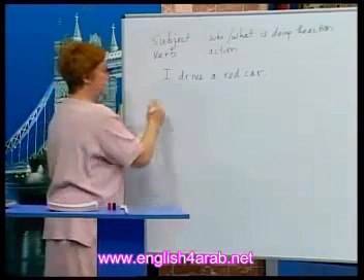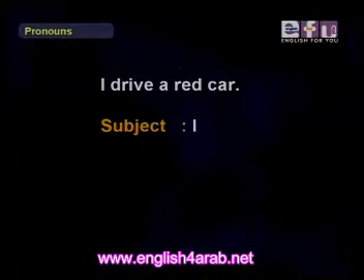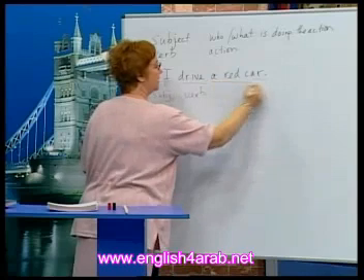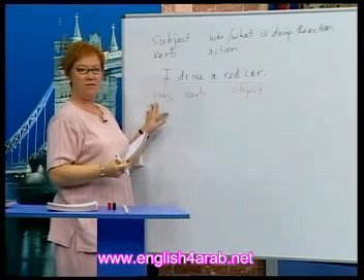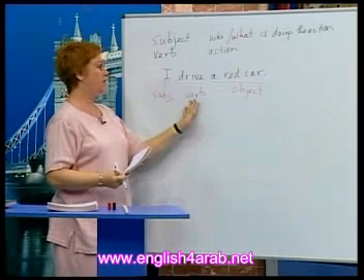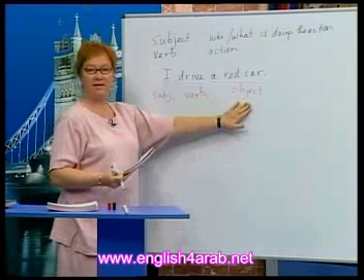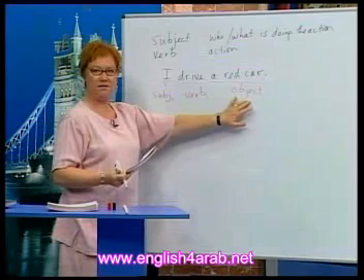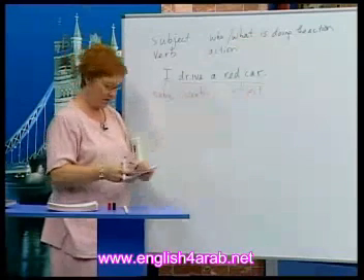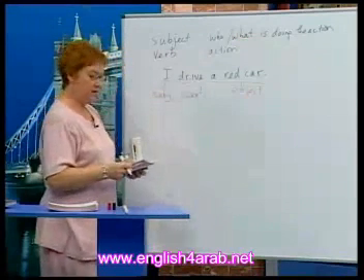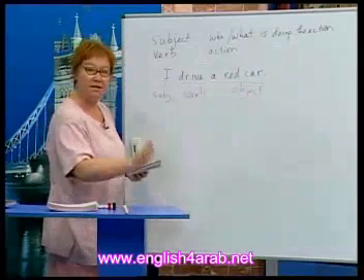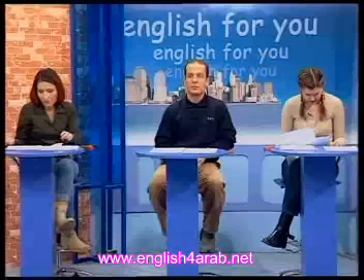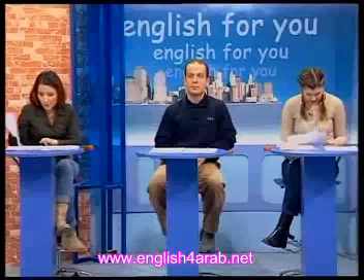Now, this is the subject. Verb. And this is the object. Okay? I drive a red car. I, who; drive, action; a red car, object. What do I drive? I drive a red car. Okay, now we're going to look at some more sentences and you can decide what is the subject, the verb, and the object. So we'll make some room here.